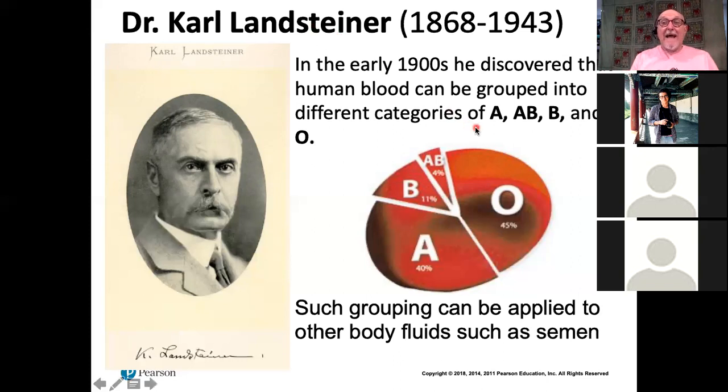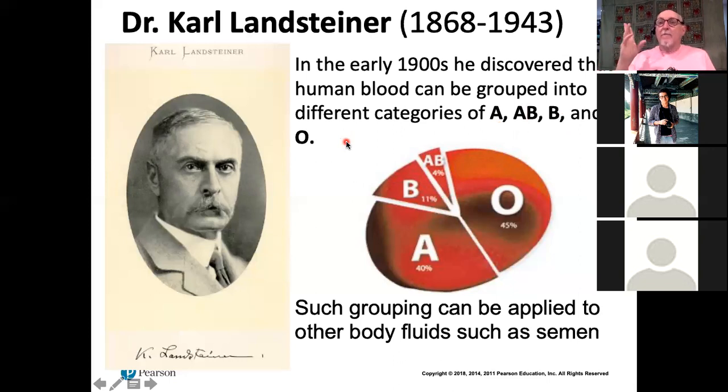And the markers, actually, there are really only two of them, A and B, in Landsteiner's system. Some people only have A. Some people only have B. Some people have both, A and B. And some people have no markers on their red blood corpuscles at all, and we call them O. So I'm sure you have heard about these four blood groups: A, AB, B, and O.